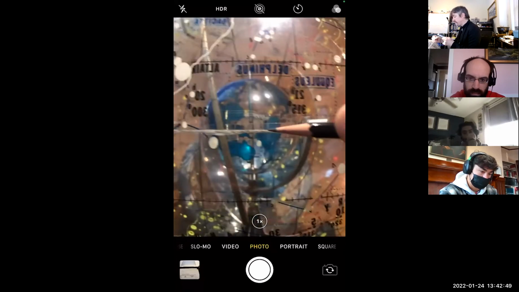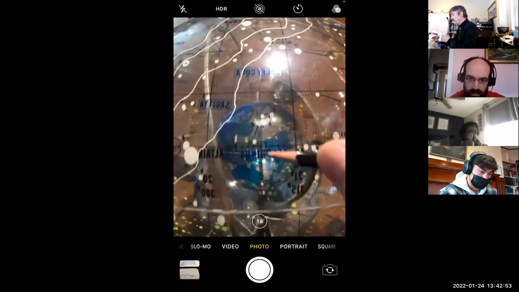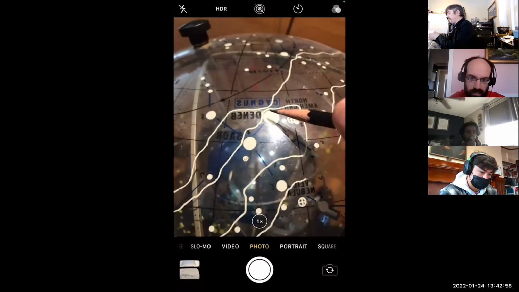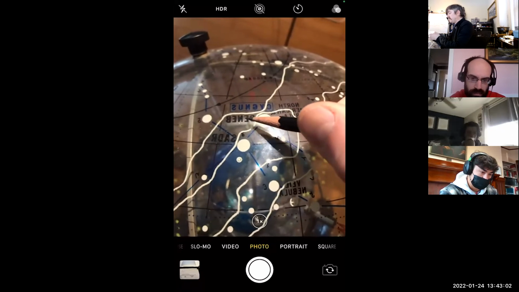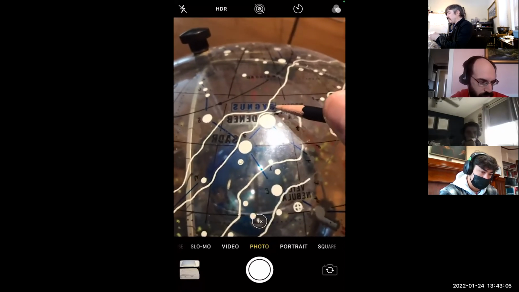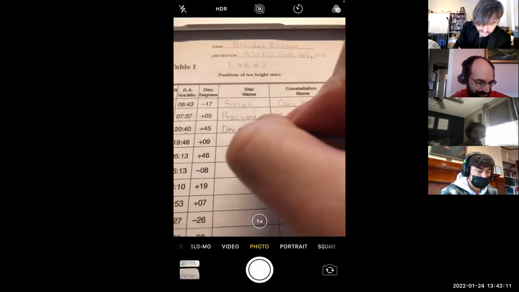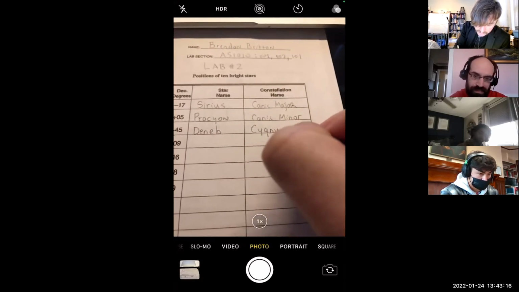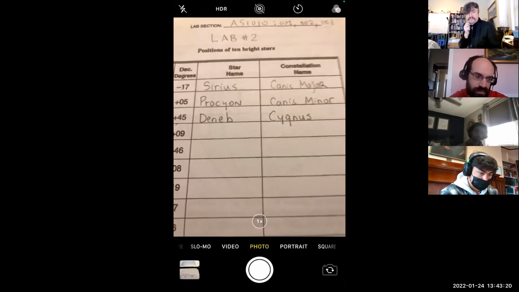2040 is there. We are positive 45, so let's do plus 10, plus 20, plus 30, plus 40, and boom. There's halfway up, plus 45. The star is Deneb. The constellation is Cygnus the Swan. Deneb and Cygnus the Swan.